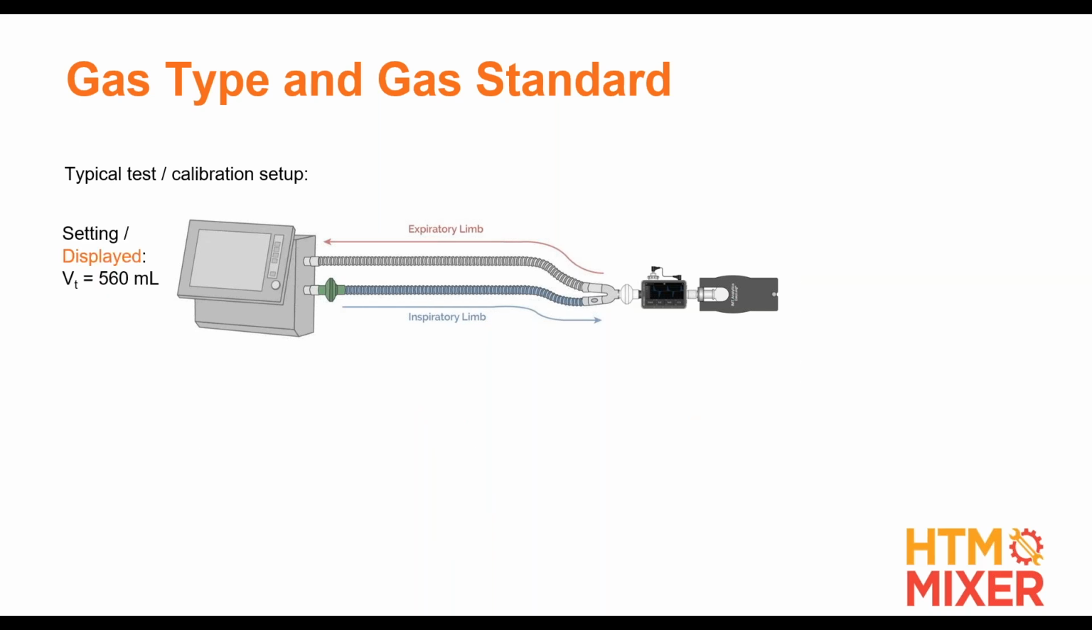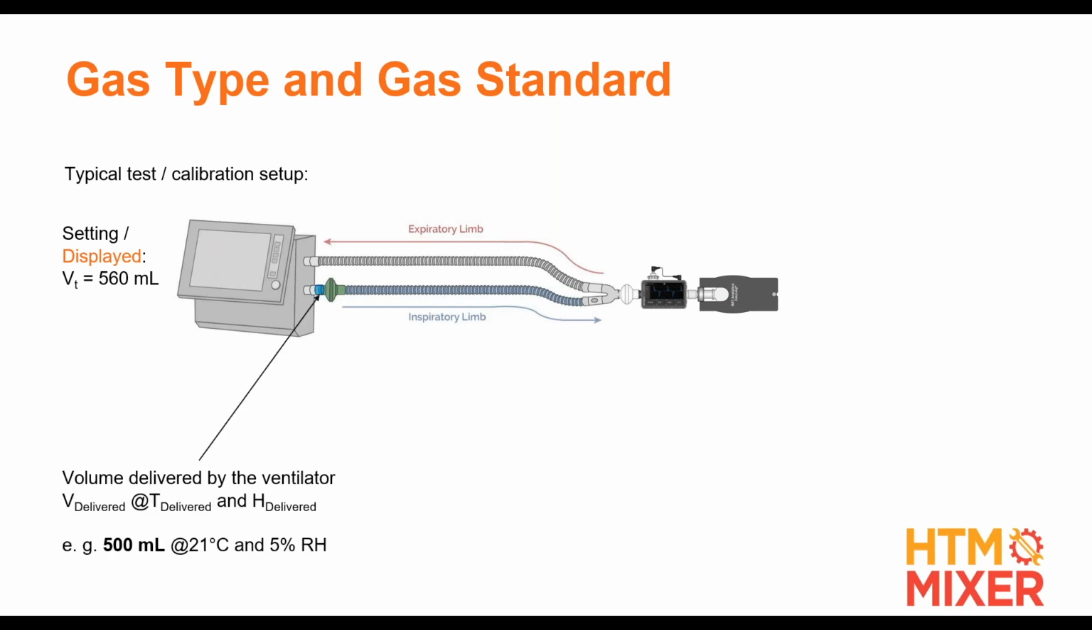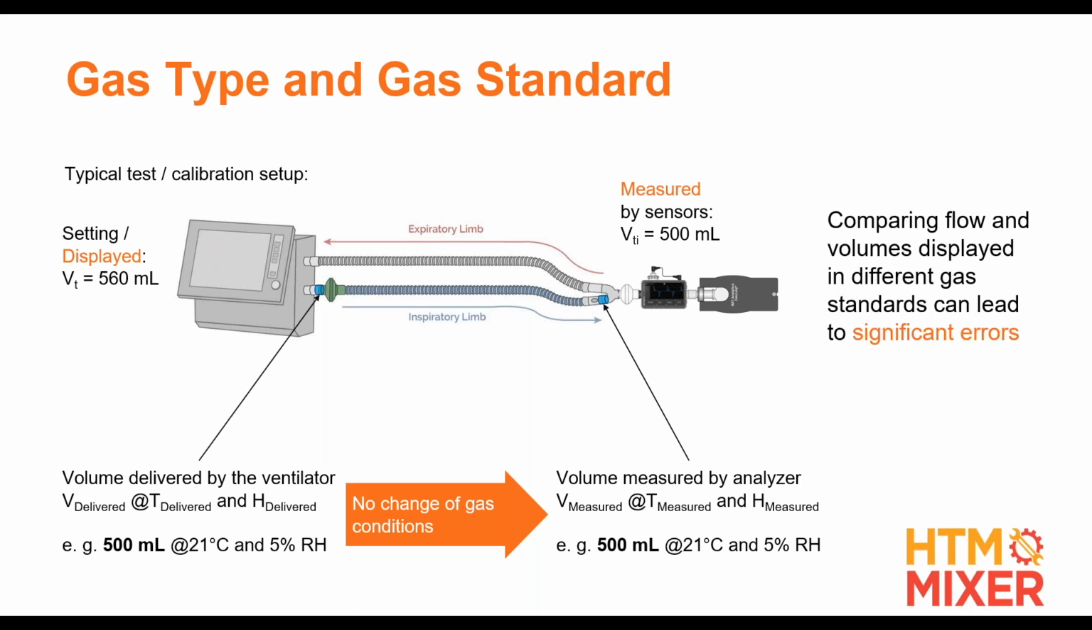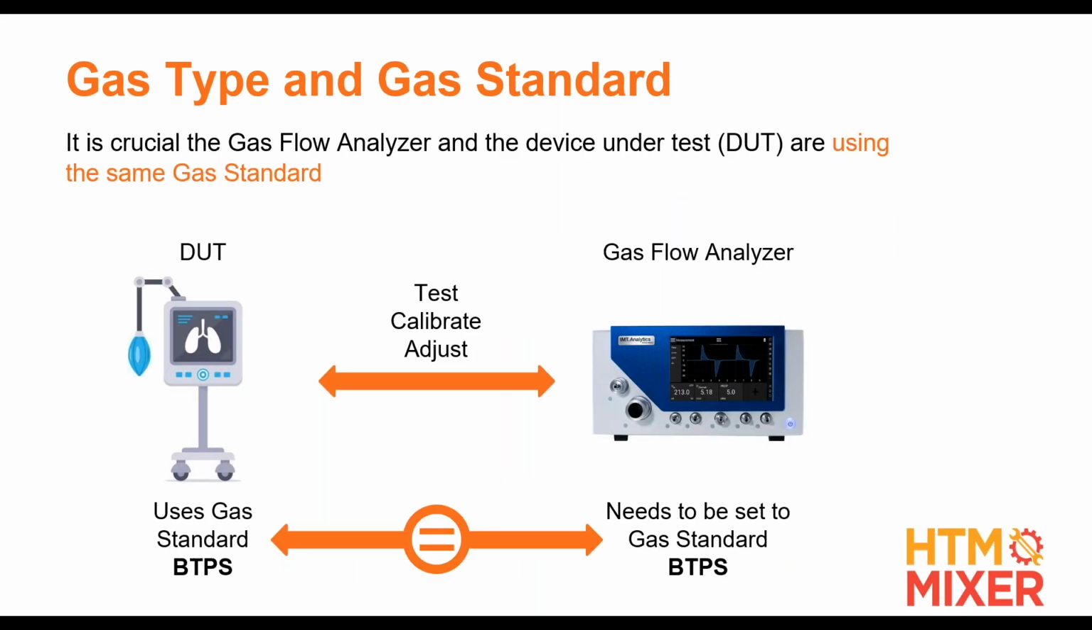Okay, so when we have that 560 actually displayed there, we know that it's going to be 500 at ATP, or 21 degrees C, which is room temperature, and hardly any humidity. We don't change the gas. We get it to our device. It's still 500, but we're going to measure that 500. And if we set our gas standard to BTPS, then it's going to show that we have 560.